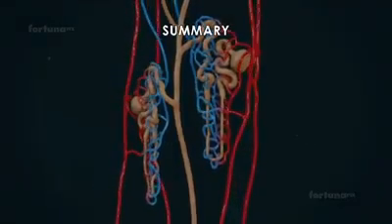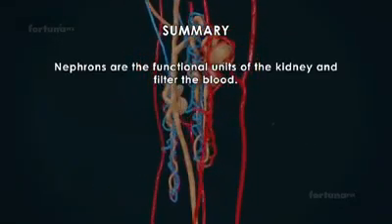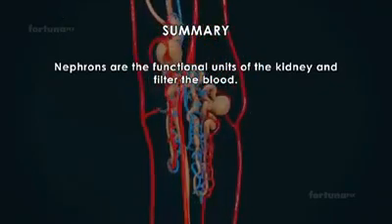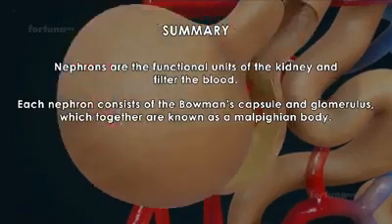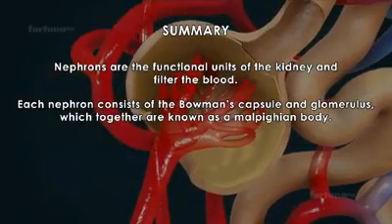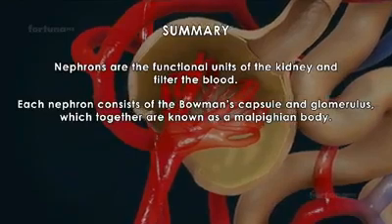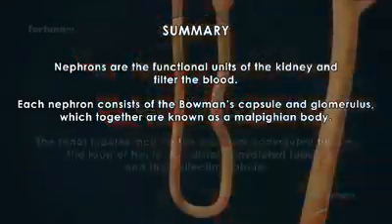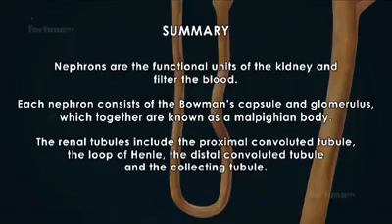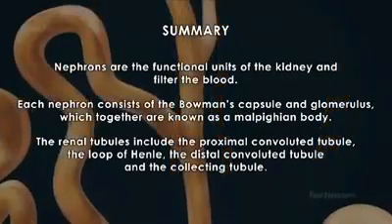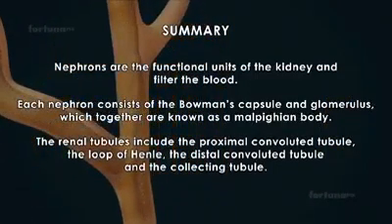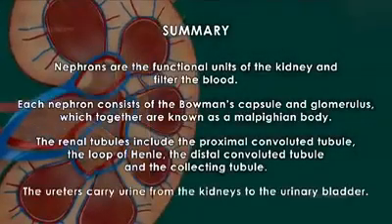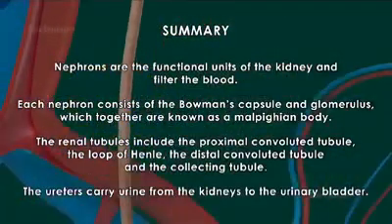Summary: nephrons are the functional units of the kidney and filter the blood. Each nephron consists of the Bowman's capsule and glomerulus, which together are known as Malpighian body. The renal tubules include the proximal convoluted tubule, the loop of Henle, the distal convoluted tubule, and the collecting tubule. The ureters carry urine from the kidneys to the urinary bladder.